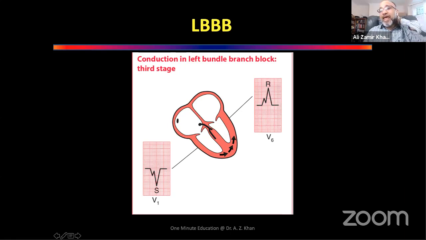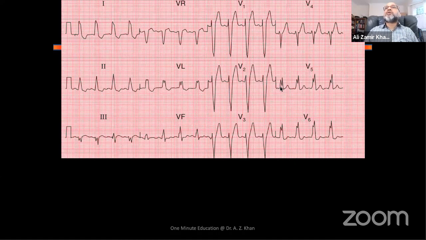So if you get an M pattern on a V6, classically it is left bundle branch block. Look here, V6, V5, V6, okay? Both of these are looking at it from the other side. So look at this, can you see this? Your septum is depolarizing, then your right ventricle is starting to depolarize. So this is going away, but then the action potential turned quickly and moved towards the left ventricle.